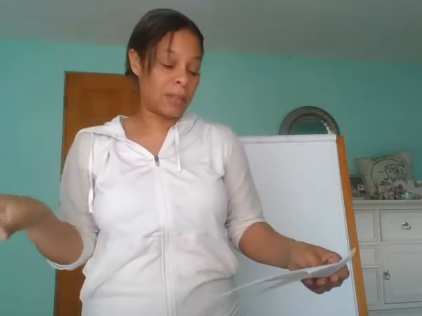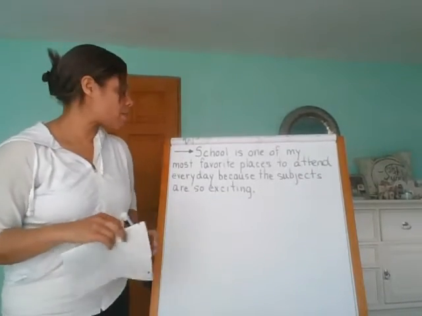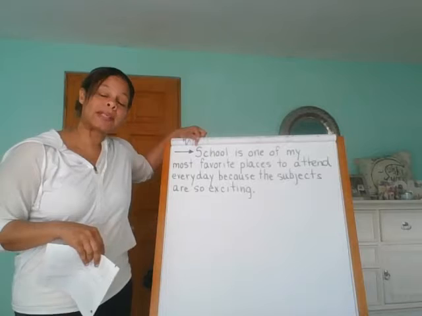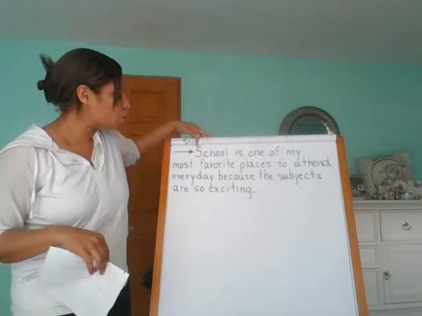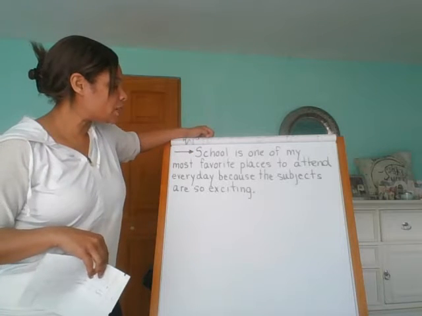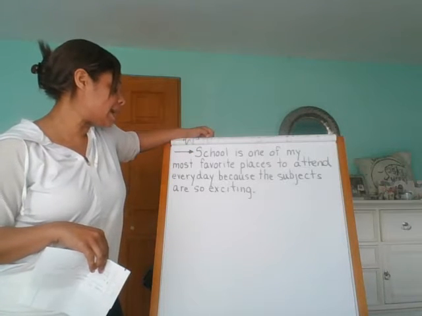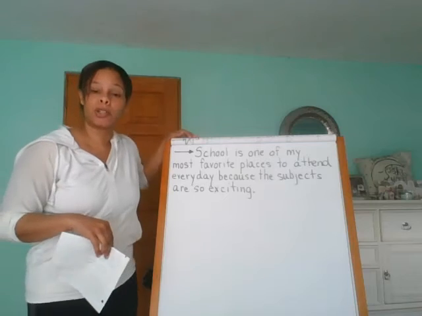Okay, so this is what I came up with. A topic sentence is going to be talking about everything. School is one of my most favorite places to attend every day because the subjects are so exciting. So that's going to be our topic sentence for our paragraph number 5. It's going to be just talking about everything that we're going to be including. School, make sure you always indent. School is one of my most favorite places to attend every day because the subjects are so exciting.